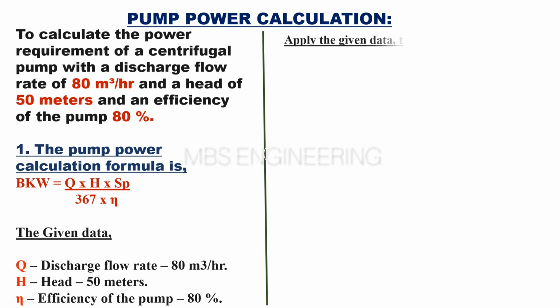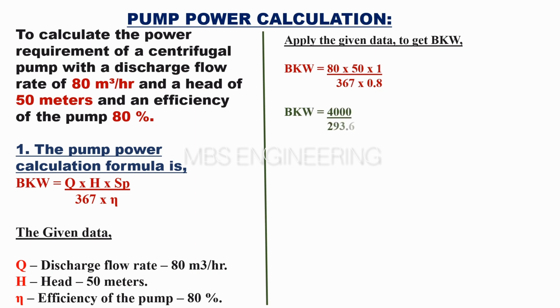Apply the given data to get brake kilowatts. BKW equals 80 into 50 into 1, and the obtained value is divided by 367 into 0.8. So BKW equals 4000 divided by 293.6. Therefore, the obtained brake kilowatt is equal to 13.62 kilowatts.